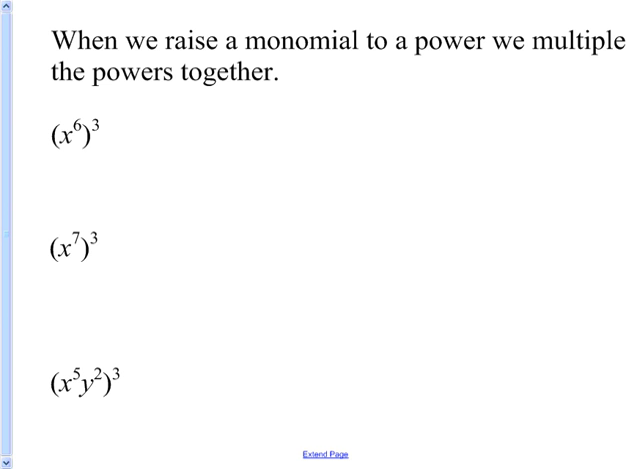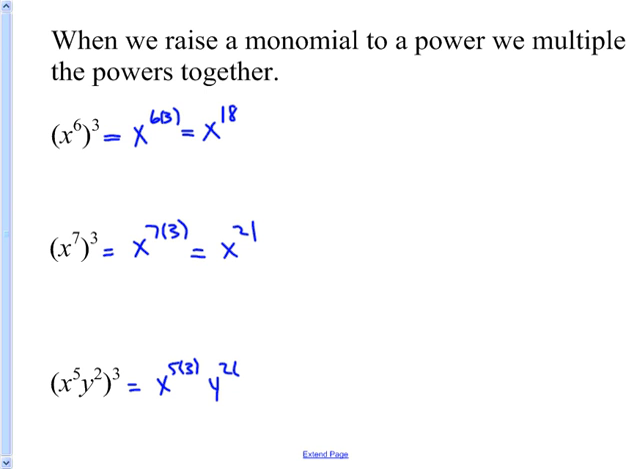So what do we do here? This will be x to the 6 times 3, or x to the 18. This will be x to the 7 times 3, which is x to the 21. Now here, we're going to have to do both of those, because it's really x to the 5 times 3, y squared to the times 3. So it gives me x to the 15, y to the 6.